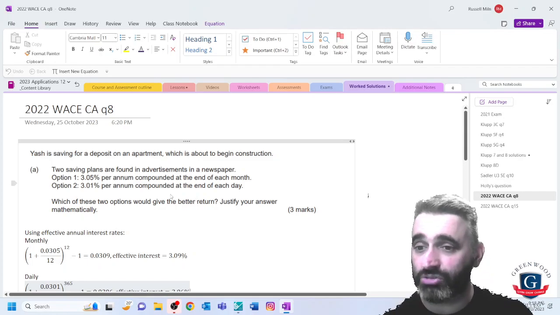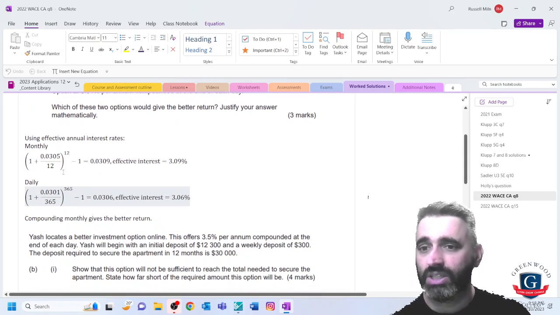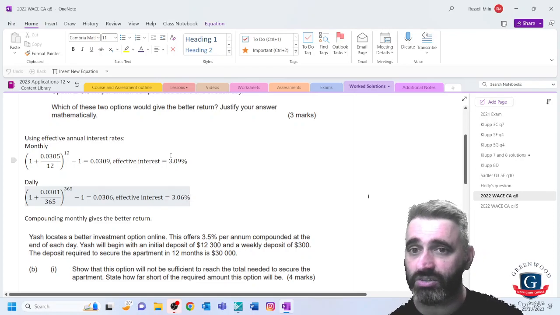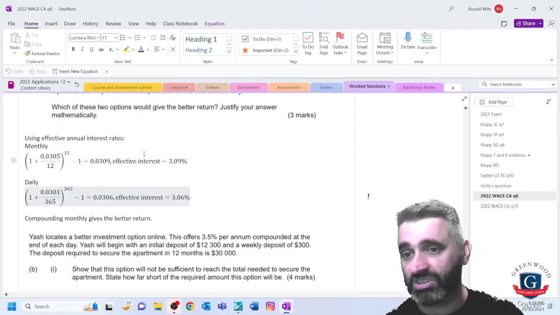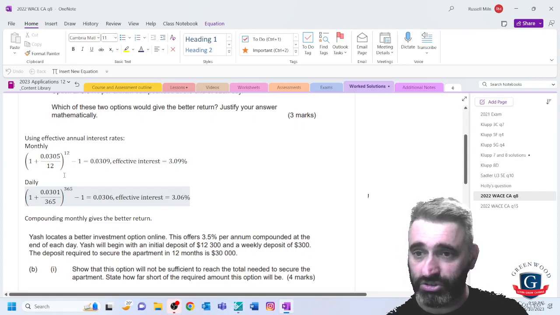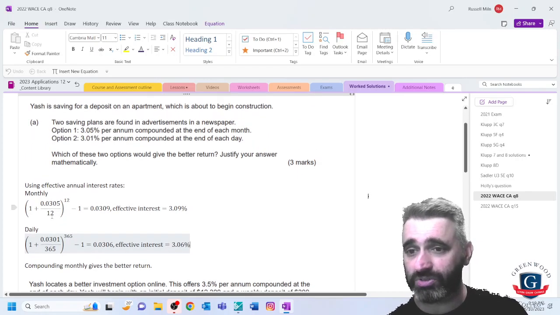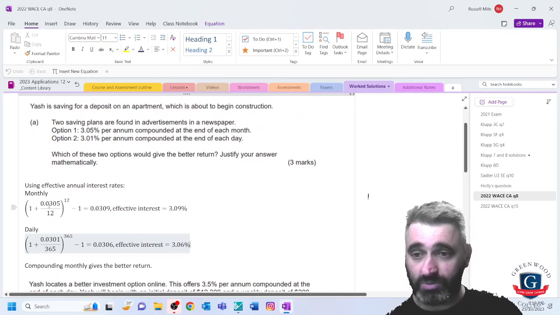We can find this using effective interest rates. There's a formula that does this for you. I have done some additional notes in savings, I think it is, in the finance section of our notes, but this is the basic idea. 1 plus the interest rate divided by the number of times it compounds, take 1. In the first case, it compounds 12 times, so put that on the bottom. Put the interest rate on the top as a decimal. Make sure these two numbers are the same. Subtract 1 and you get 0.0309, which is an effective interest rate of 3.09%.